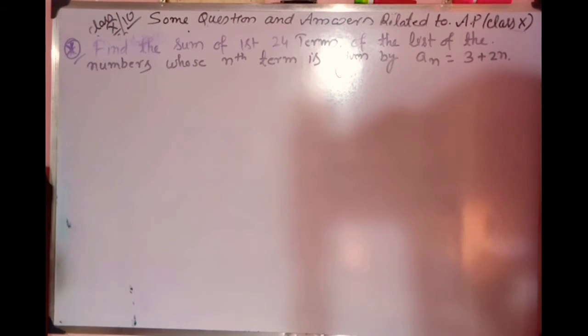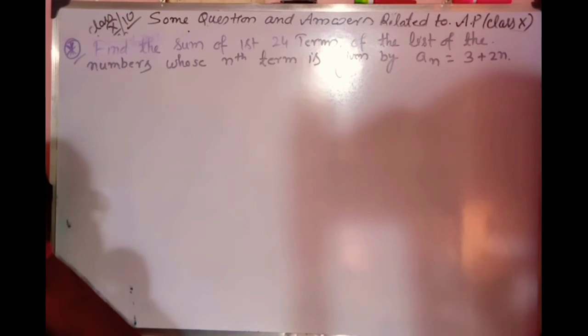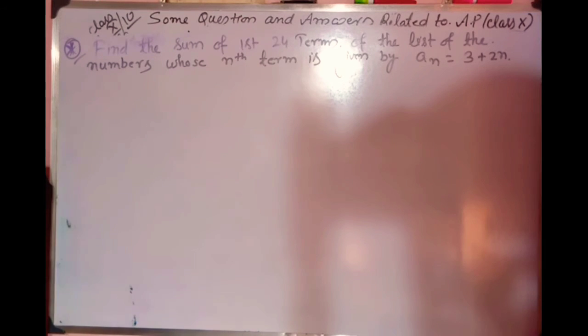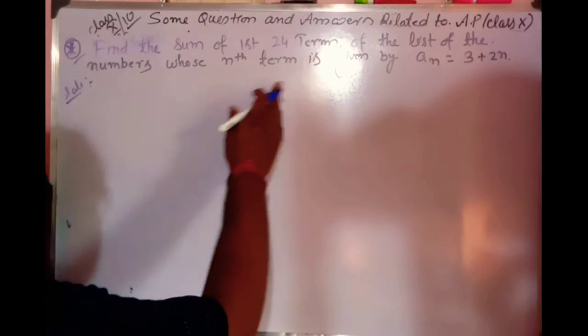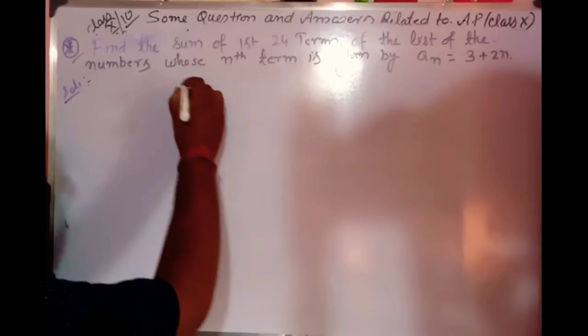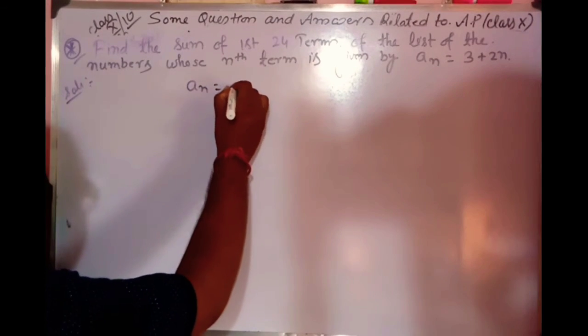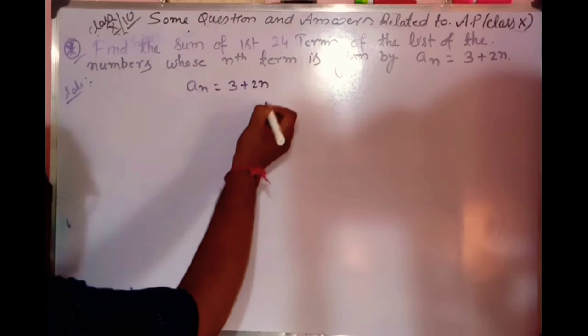So here, what question is given? Find the sum of 24 terms of the list of numbers whose nth term is given by an equal to 3 plus 2n. So here comes the solution. Now an is given, an equals 3 plus 2n.